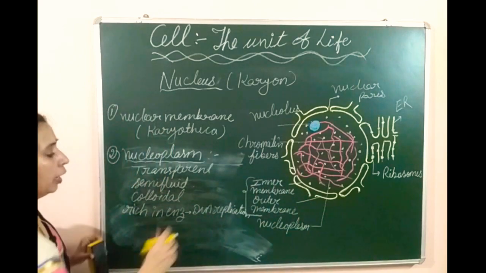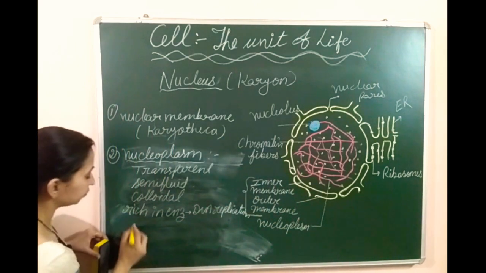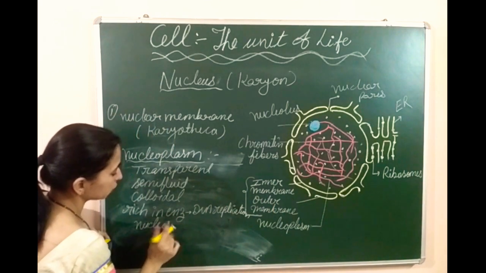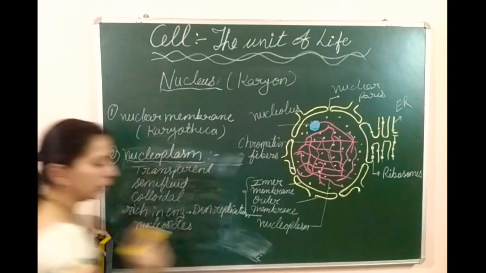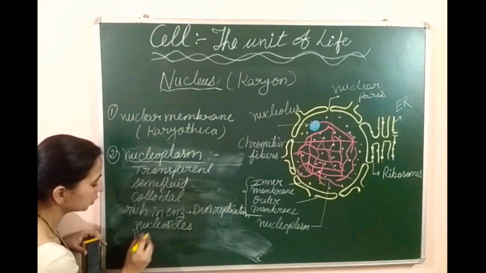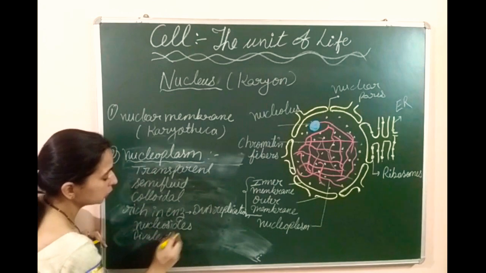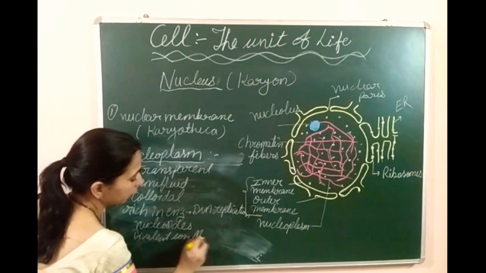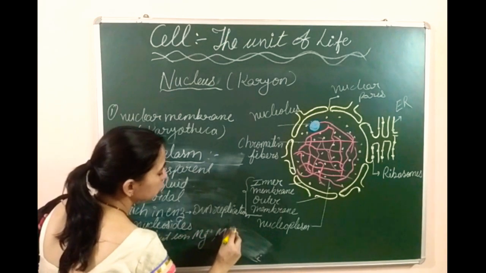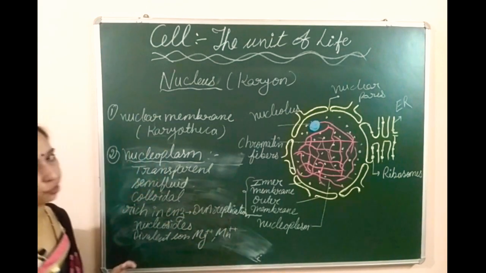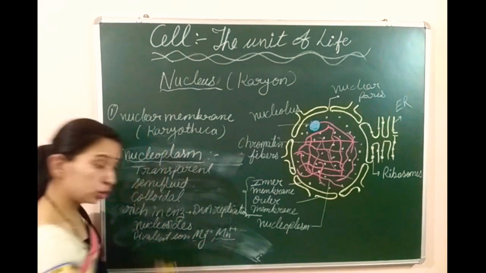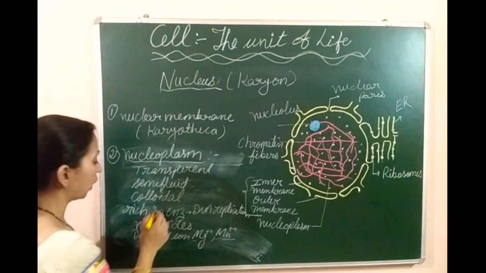Besides these enzymes, it also contains nucleosides. Nucleosides भी यहाँ पे present होंगे. And it also contains divalent ions, like magnesium ion and manganese ion. These ions are responsible for the DNA replication process, and these are very important ions. So these ions are also present inside the nucleoplasm.